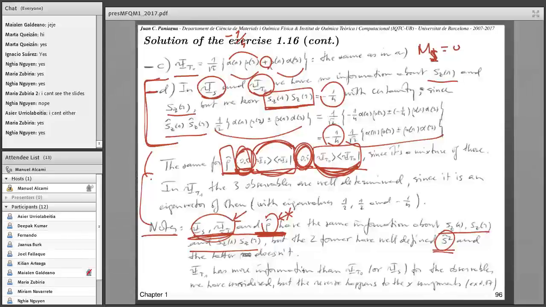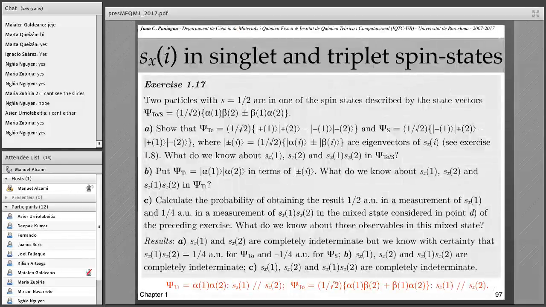Okay, so let's go to the next exercise, in which again we are considering the same thing, the same singlet and triplet states of a couple of spin 1/2 particles. And now we are going to analyze another property. We are going to see what happens with Sx.